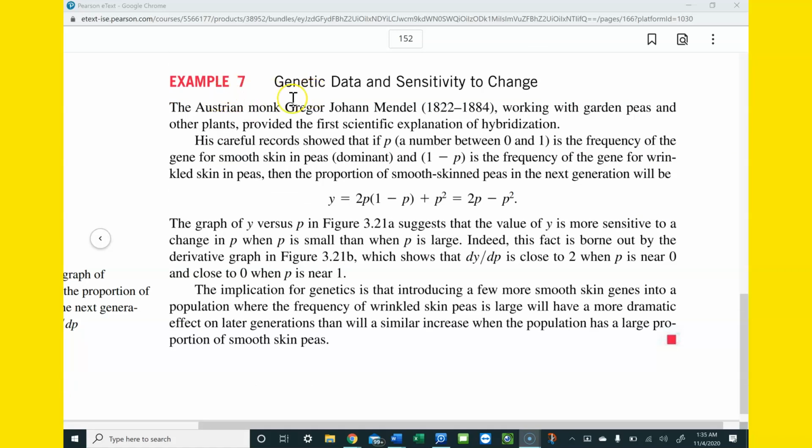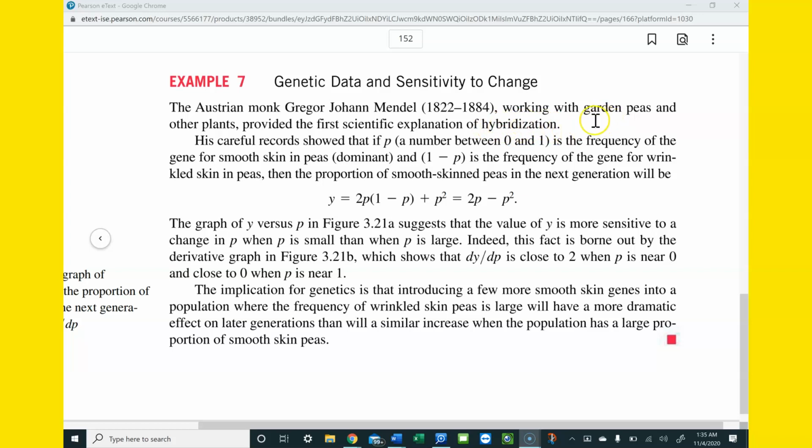Our example 7 gives us an example where calculus applies to genetics. Genetic data and sensitivity to change. I'm loving how we can see in all these examples how math is everywhere and how it can be so useful in just about every category of life. All right, so in this example, the Austrian monk Gregor Johann Mendel in the 1800s, working with garden peas and other plants, provided the first scientific explanation of hybridization.